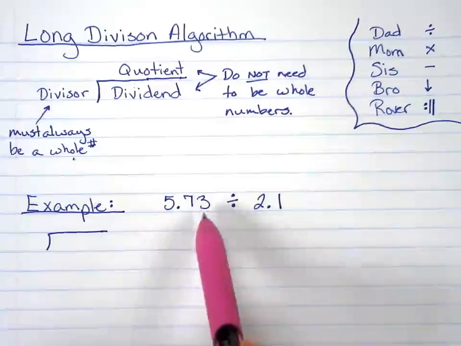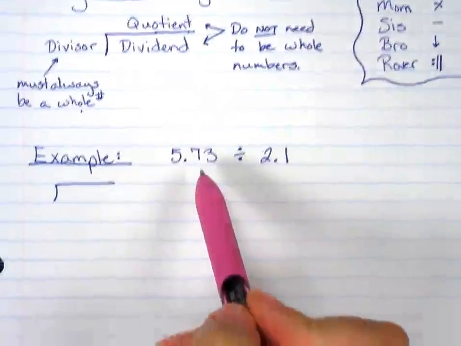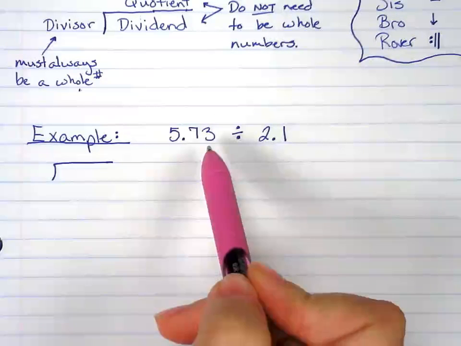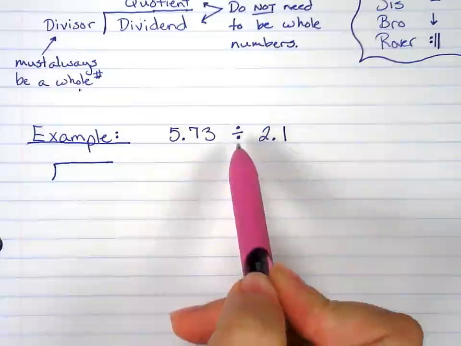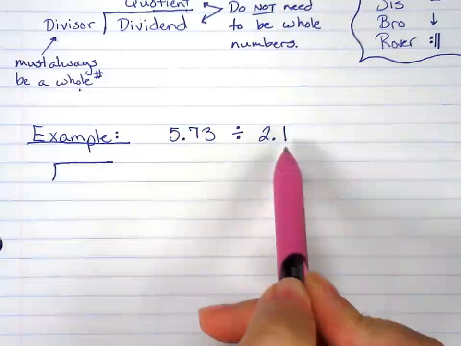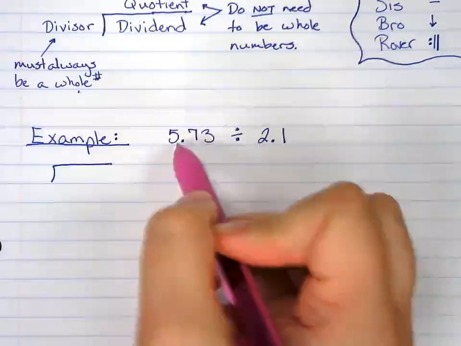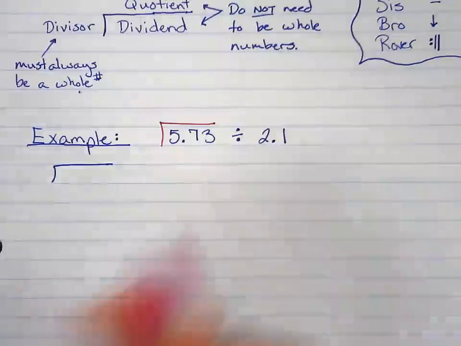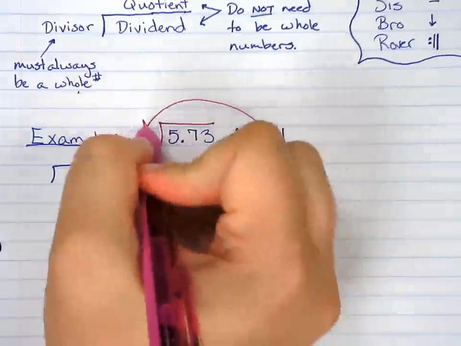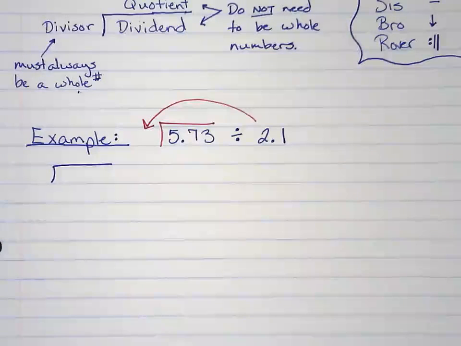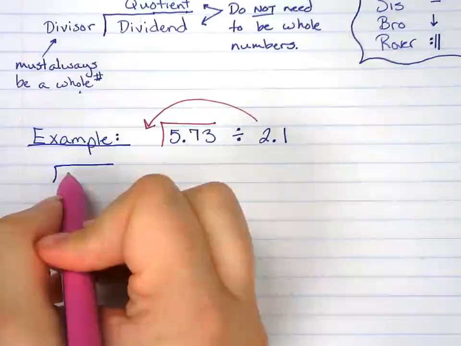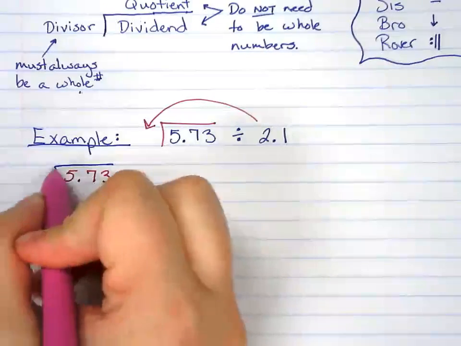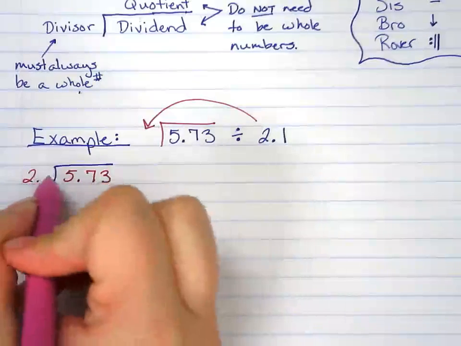So in this example, I have 5 and 73/100, or 5.73. It's going to be divided by 2.1. This first number is always the one that goes inside that division bracket, and the second number flips out in front. So as I set this up, 5.73 being divided by 2.1.